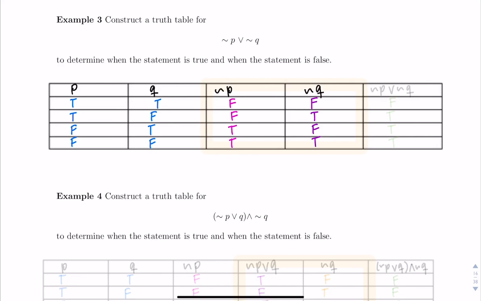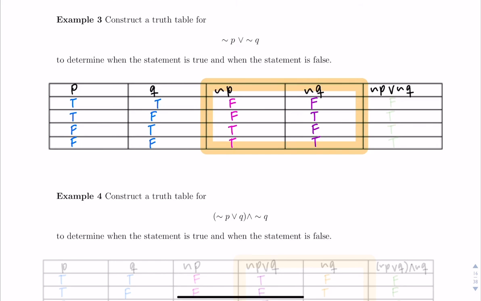And in the last column, now we want to take the or of those two previous columns. So we're looking at not P or not Q. Well, or statements are true as long as either one of the statements is true, pardon me. The only time it's false is when both of them are false. So looking at the columns, because now what we're looking at is just this not P or not Q, we don't care about the original columns.